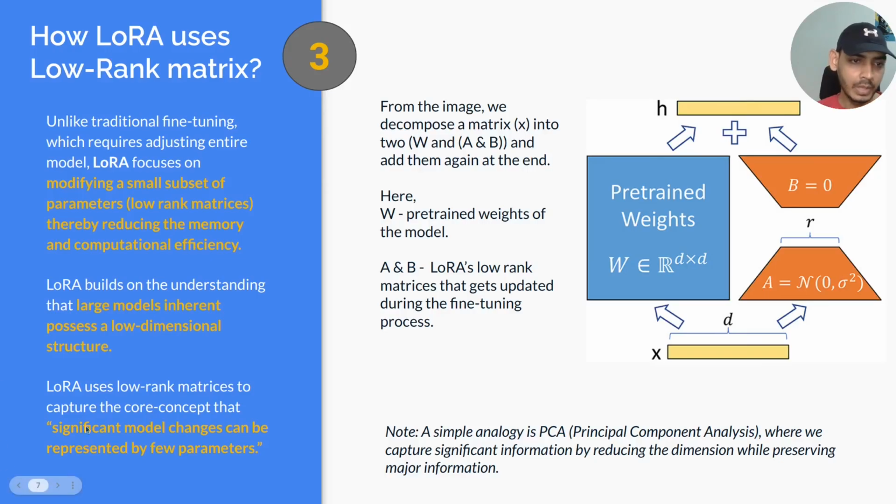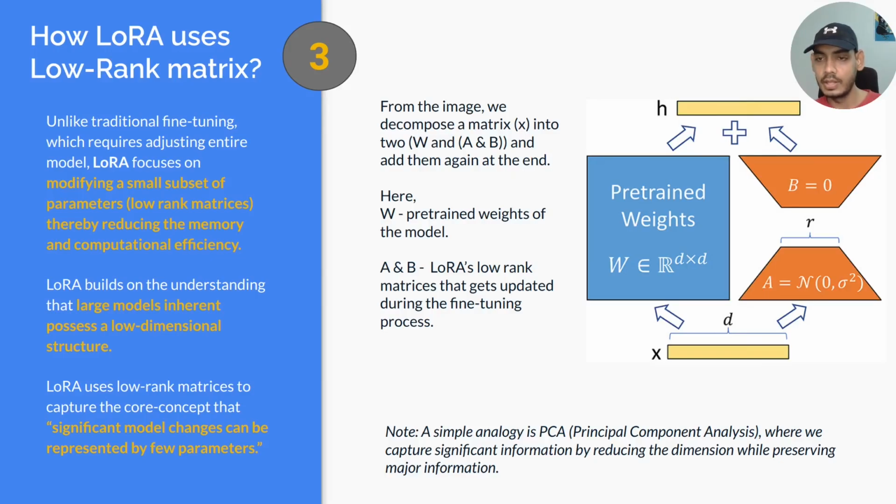So LoRA uses low rank matrices to capture the core concept. As I said, in PCA as well, we take large dimensional data and capture it in lower dimensional data. Similarly, LoRA does the same, at least conceptually. That's what is happening here also. So consider you have a model like GPT or a Llama 3 model.